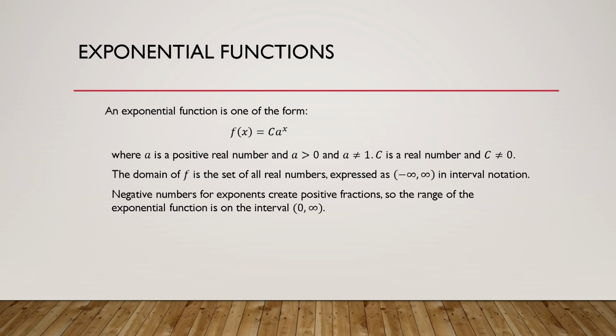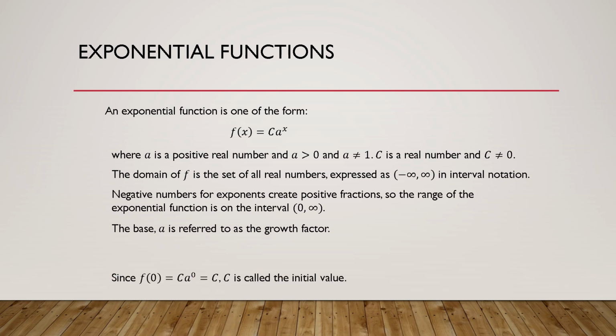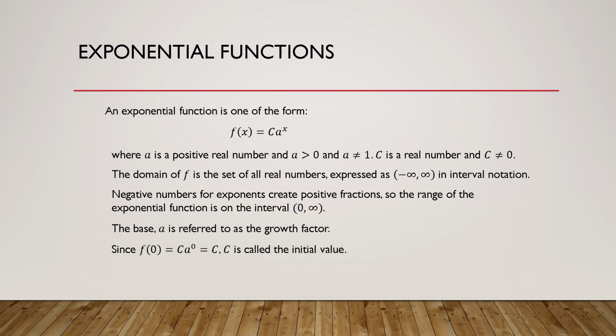Negative numbers for exponents create positive fractions, so the range of the exponential function is on the interval 0 to infinity, unless the negative constant changes the range. The base a is referred to as the growth factor. Since f of 0 equals c times a to the 0, which equals c, c is called the initial value.